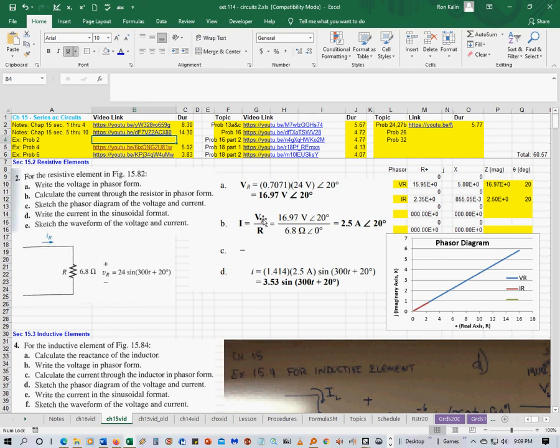The current is going to be the voltage across the resistor divided by the resistance from Ohm's law. So the voltage we calculated to be this. The resistor is going to be 6.8 ohms, angle of 0 degrees. So then to do the math, this is a complex number. So you take the 16.97 divided by 6.8, you get 2.5 amps. And then the angle is going to be 20 minus 0, which ends up equaling 20.